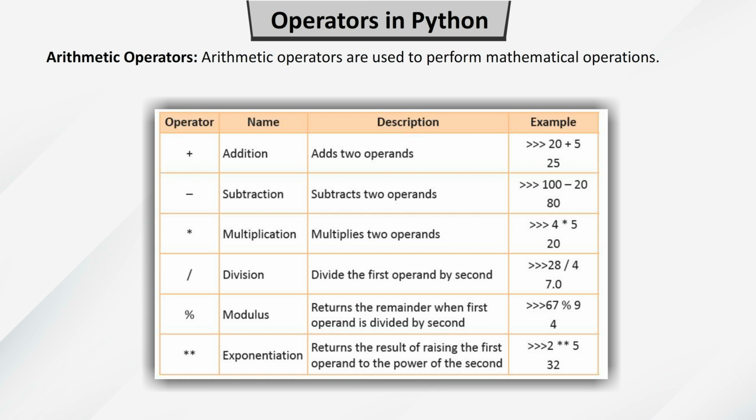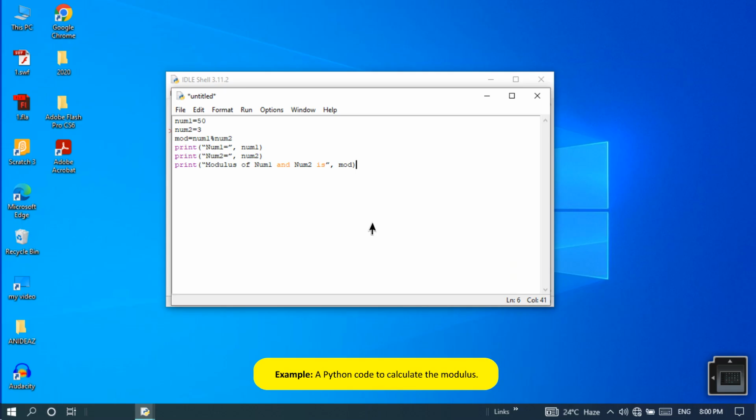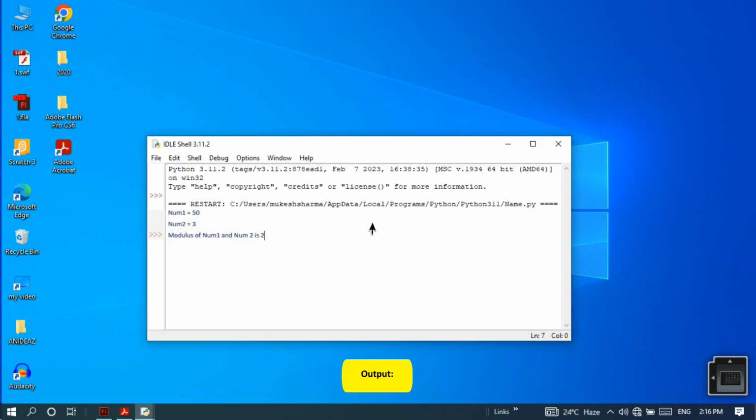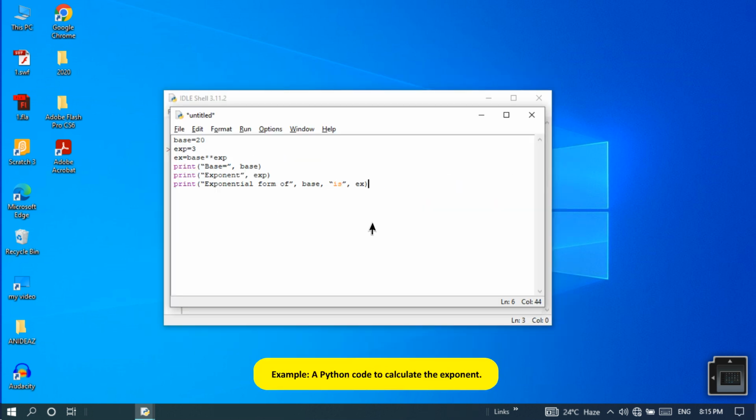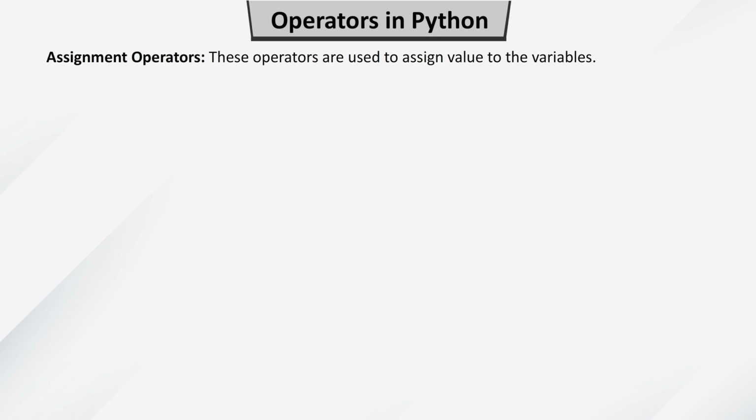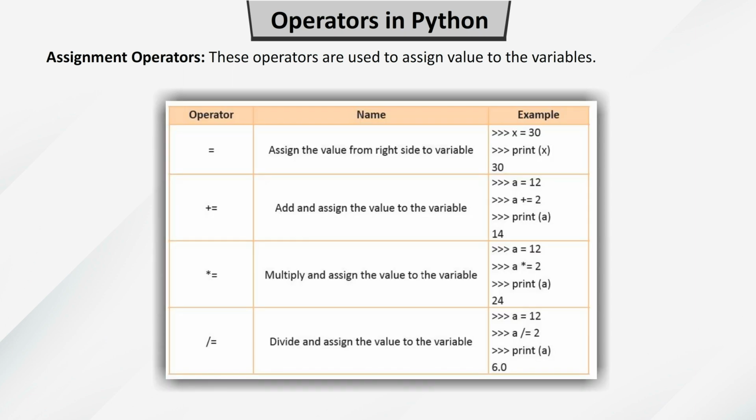Double star, exponentiation, returns the result of raising the first operand to the power of the second: 2 ** 5 = 32. Example: a Python code to calculate the modulus. Output. Example: a Python code to calculate the exponent. Output. Assignment operators. These operators are used to assign values to variables. Operator, name, example: equal to assigns the value from the right side to the variable. x = 30, print x gives 30. Plus equal to adds and assigns the value to the variable.